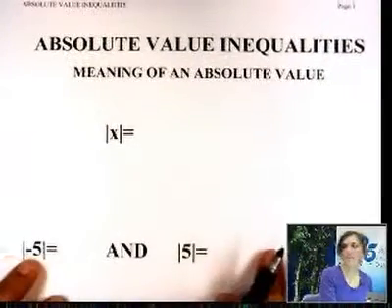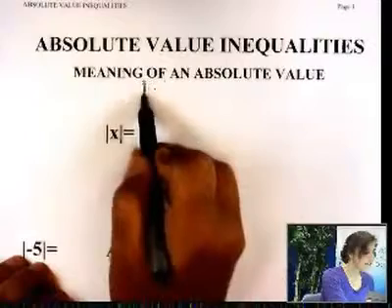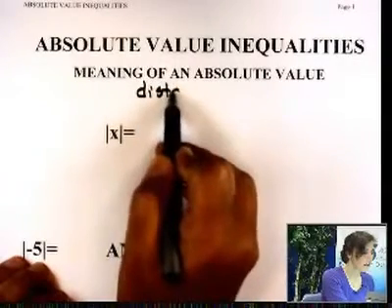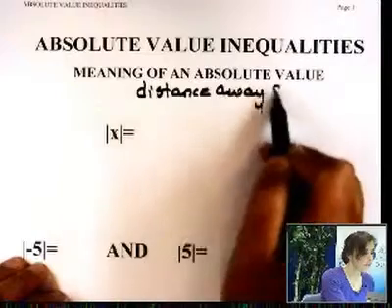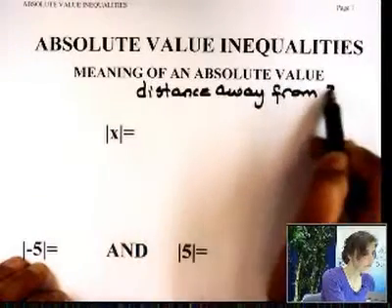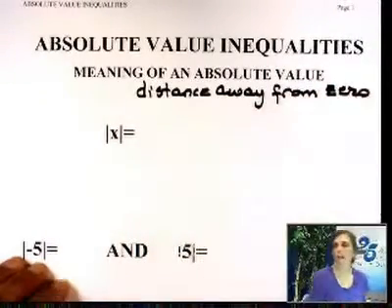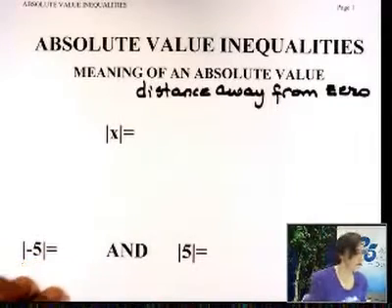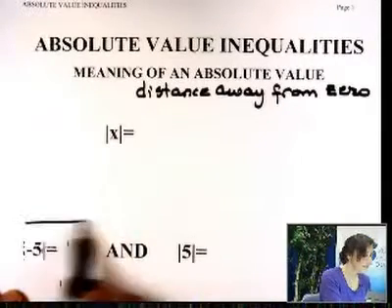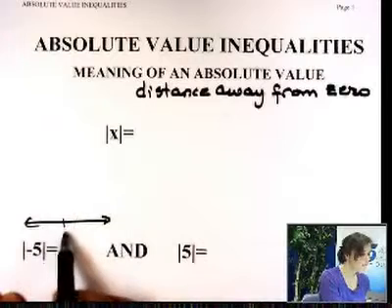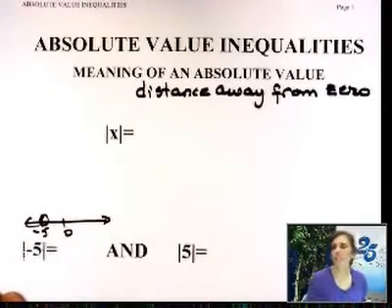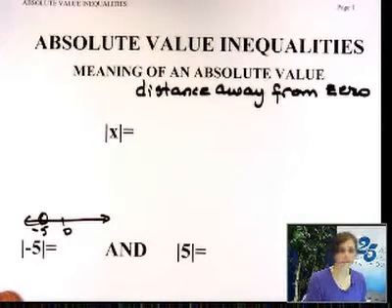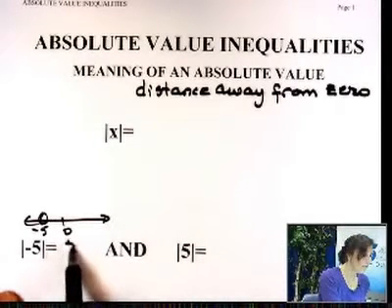The meaning of absolute value is distance away from zero. How far away are you from zero? Let's look at this example. If you're at -5, how far away are you from zero? I am 5 steps away.